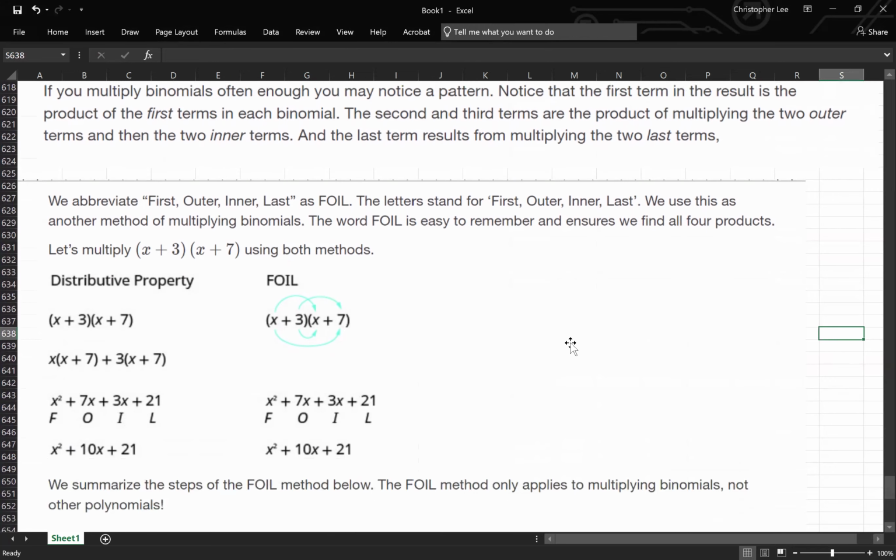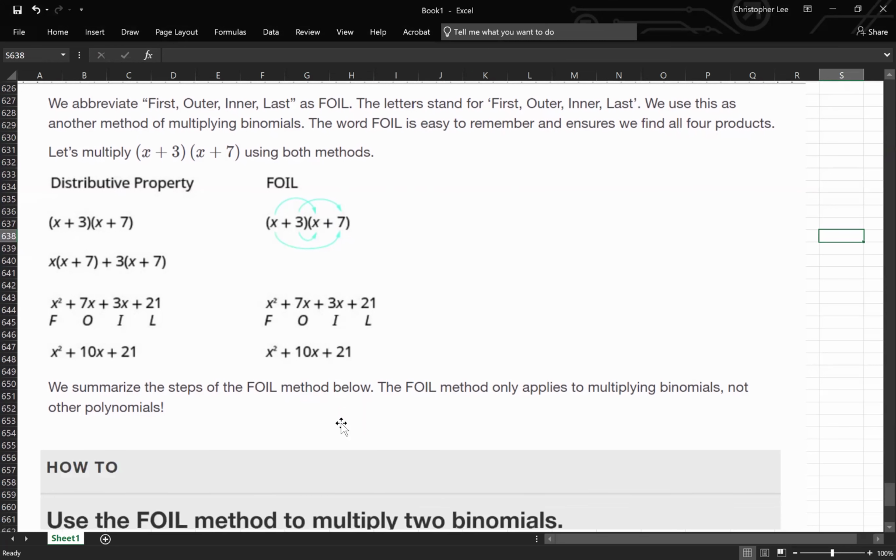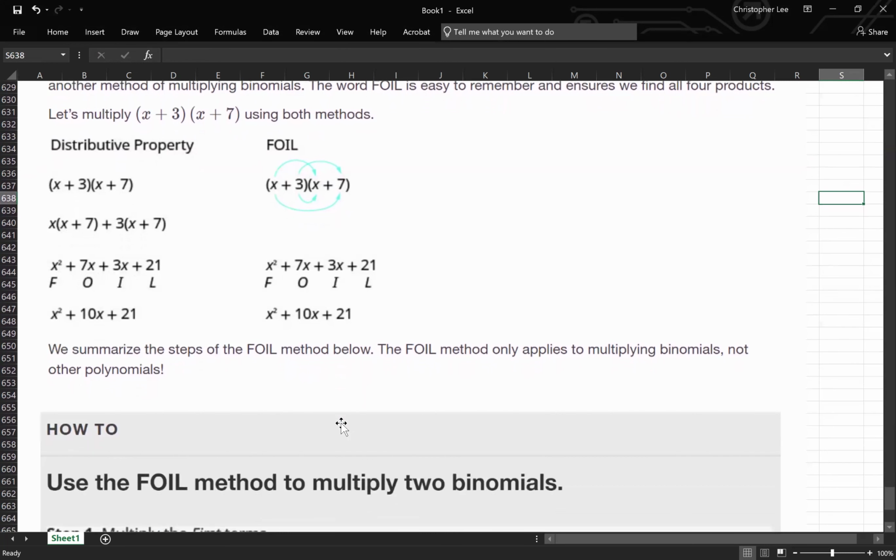So, for example, let's say we're multiplying x plus 3 times x plus 7. In the distributive property, you break up the first term, so it'll be x times the x plus 7 and 3 times the x plus 7. Distribute both, combine like terms, boom, you get the answer. In the FOIL method, you multiply the first times the first, and then the first times the outer, then the second times the first, and then the second times the second in the end. Boom. And then to summarize, the FOIL method only applies to multiplying binomials, not other polynomials.